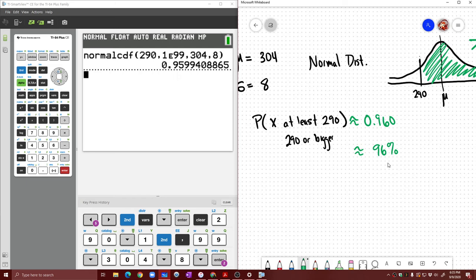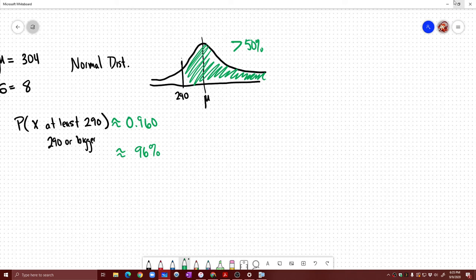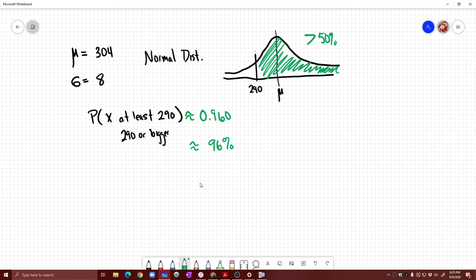Okay, now what if I was using the table? So what if I were trying to do this manually? I'm going to do this example both ways. So now, to do it manually, remember the first step would be I need to get the z-score, because I've got to standardize this 290. So get the z-score for 290.